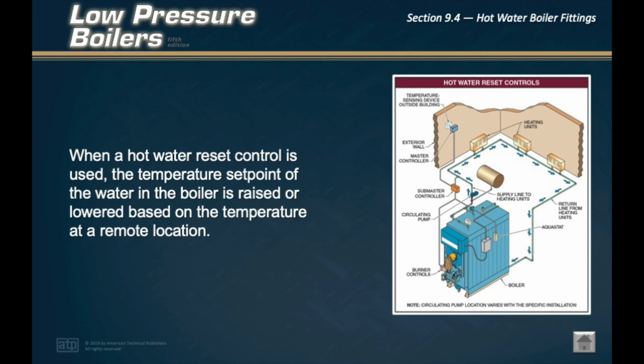While this control device is in operation, the temperature sensing device located outside the building sends temperature information to the master controller. Information is relayed to the submaster controller, which compares the temperature outside the building to the temperature of the water circulating in the heating system. If the circulating water temperature is below the desired range, the submaster controller sends a signal to the burner to start, then controls the firing rate as necessary.